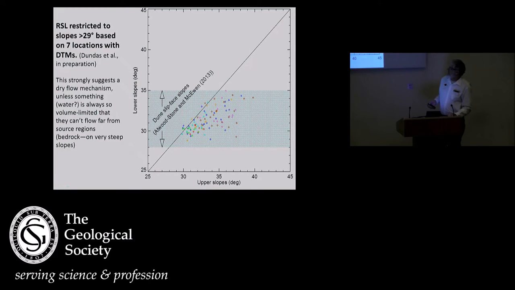So this strongly suggests a dry, granular flow mechanism. Unless something like water is always so volume limited that they can't flow far from the source region, which is kind of the impression we got from some places like Corozal Crater.